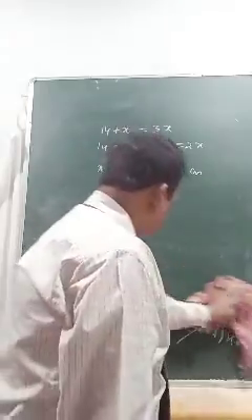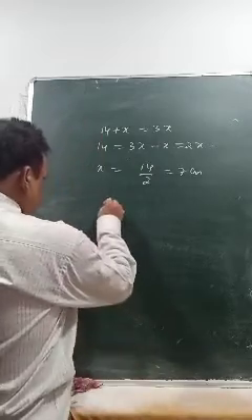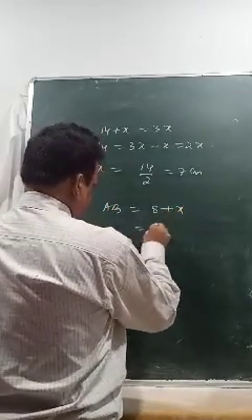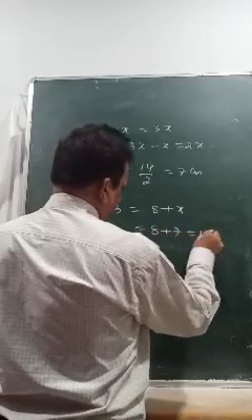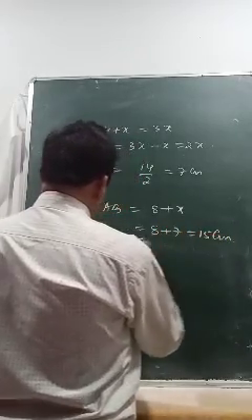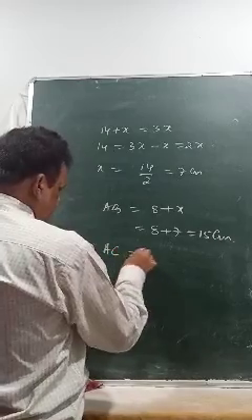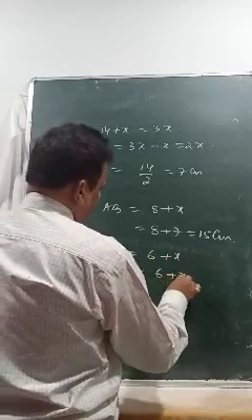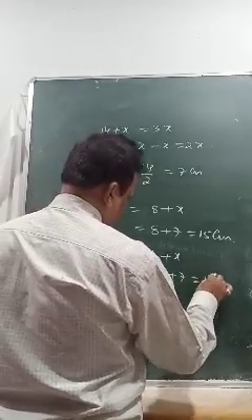Now what you have to get? You have to get AB. AB, right side, how much have you got? 8 plus x. That is 8 plus 7, 15. AC, that is 6 plus 7, 13 centimeters.